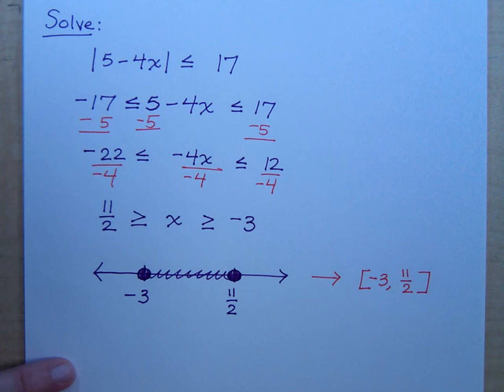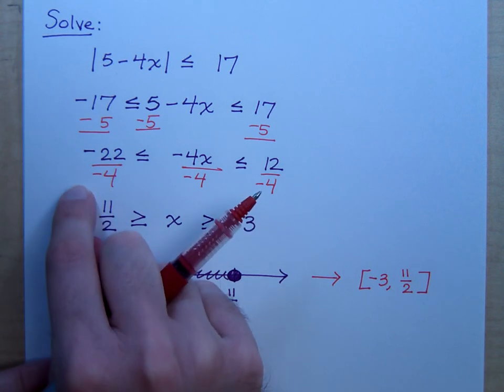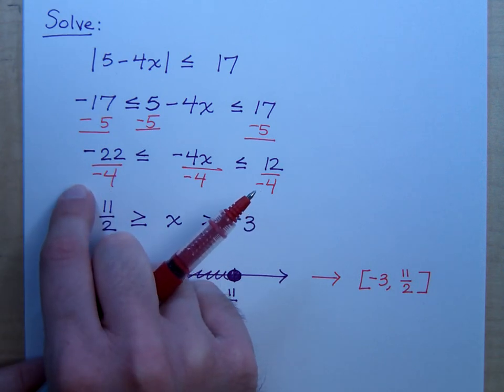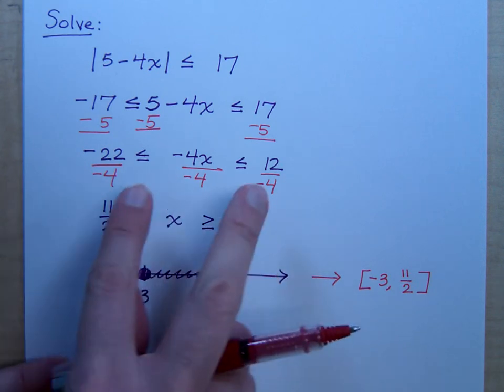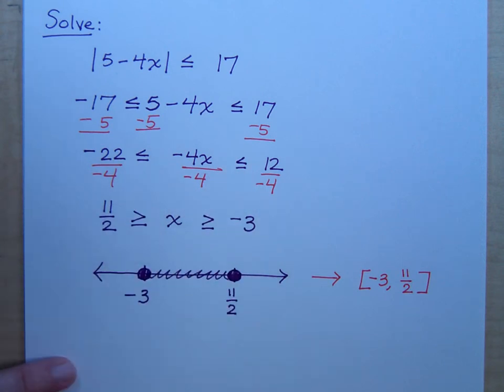Yes? Question. When you have negative numbers at the bottom, you always flip the signs, right? When you are multiplying or dividing by a negative on both sides, yes, you change the direction of the inequalities. And that's the only time those inequalities are going to just magically flip around. Okay? Any other questions about that? Okay.